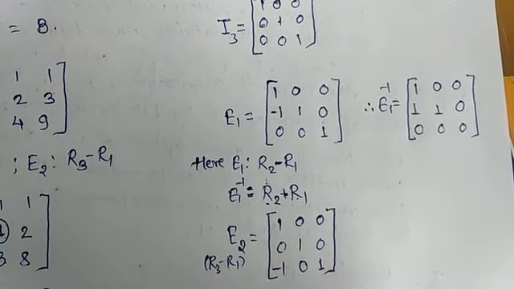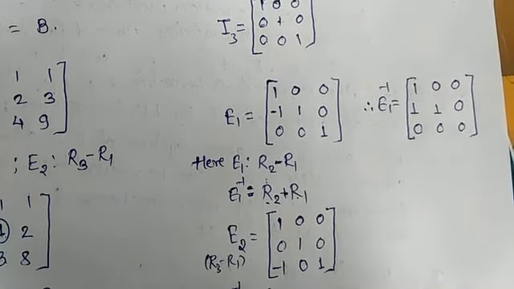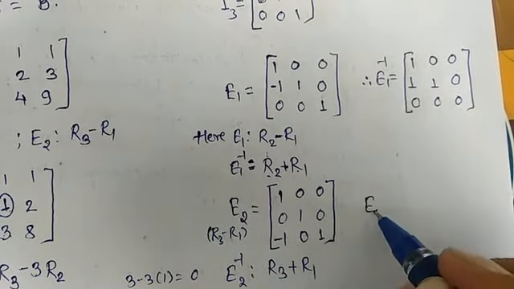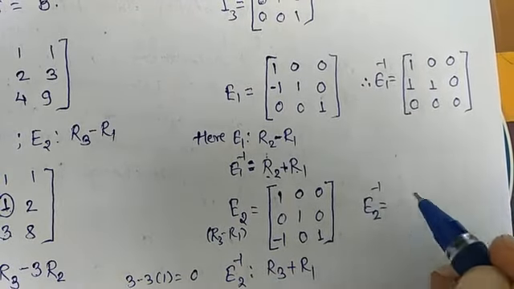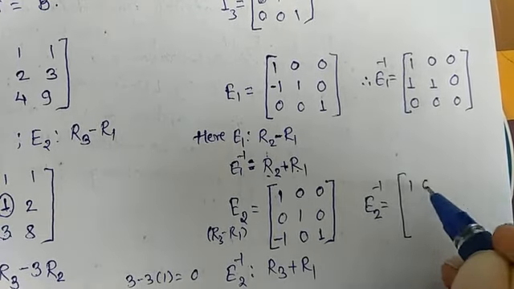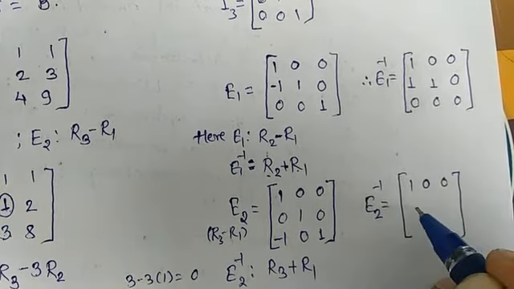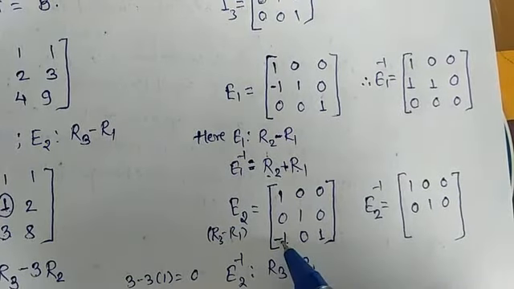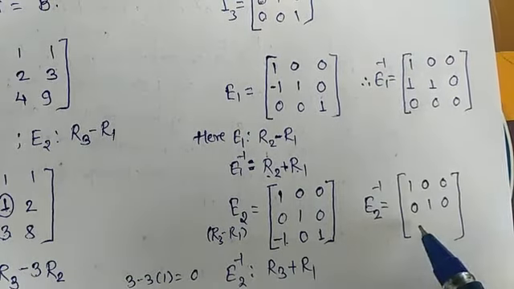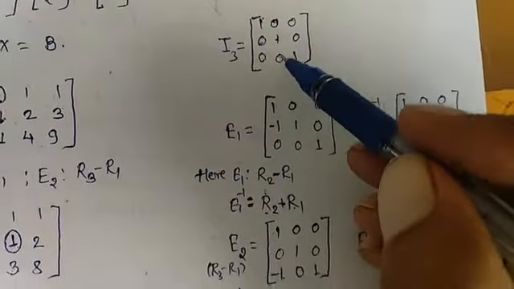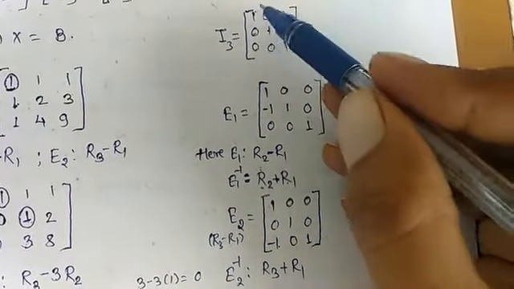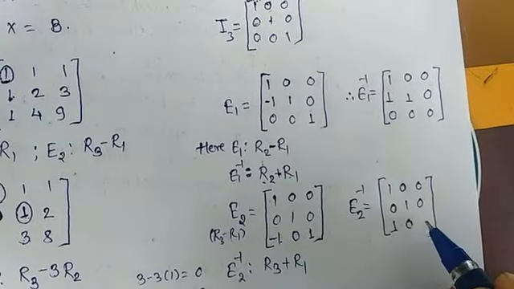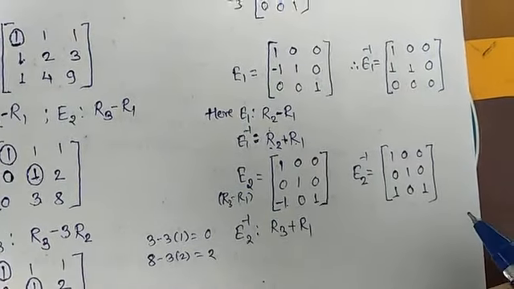So its E2 inverse will be R3 plus R1. E2 inverse is the matrix with the first two rows as it is, 1 0 0 and 0 1 0, and the third row, where minus 1 becomes 1. Or you can do the operation R3 plus R1: 0 plus 1 is 1, 0 plus 0 is 0, and 1 plus 0 is 1. This is our E2 inverse.